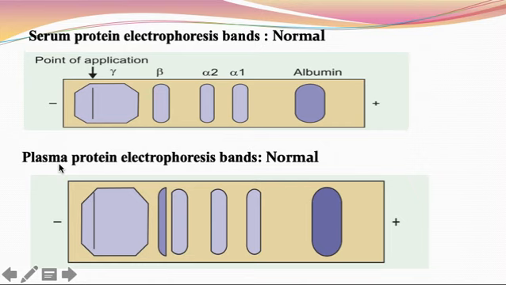And this is the plasma protein electrophoresis pattern. Here fibrinogen is seen in between the beta and gamma region.